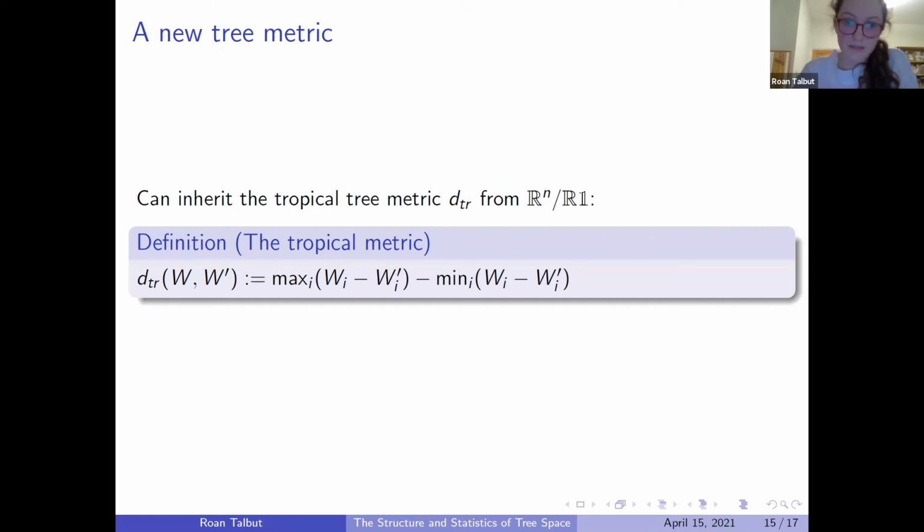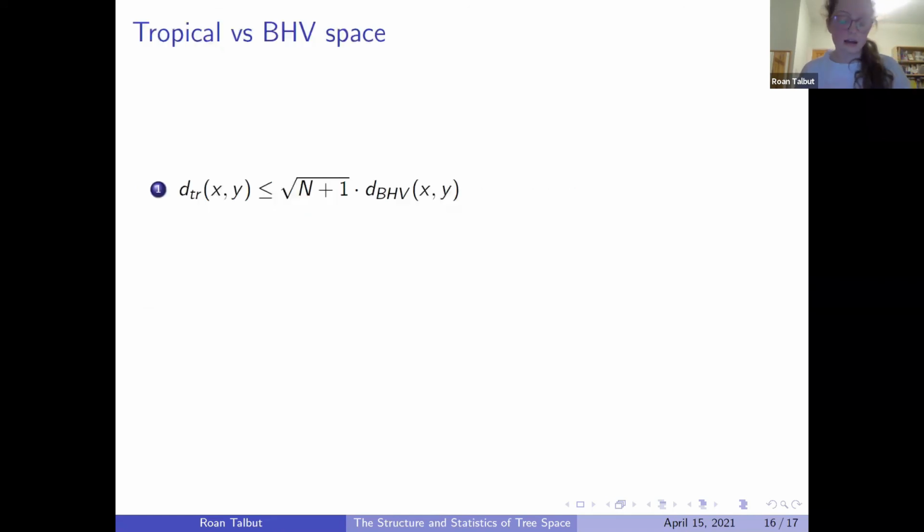So in particular, the key ways of comparing the tropical approach to BHV space. Primarily, we do have this inequality between the two distances that we've constructed, and this is basically a way of saying that if trees are close in BHV space, then they are necessarily close in the tropical space.